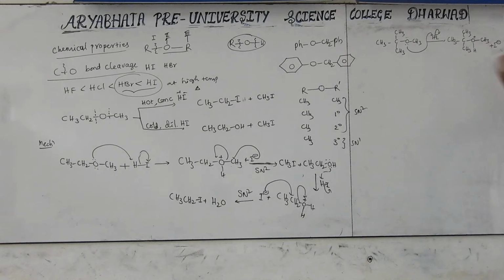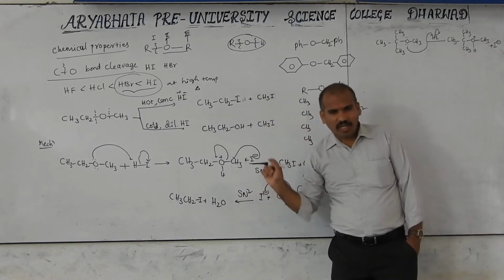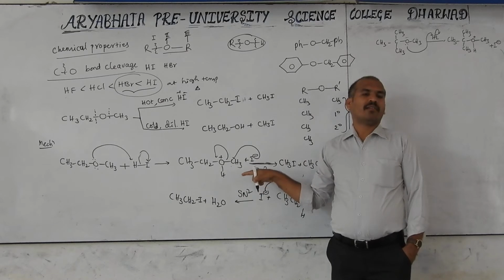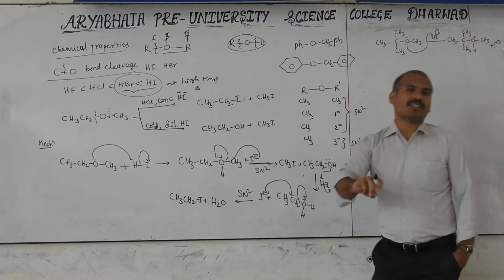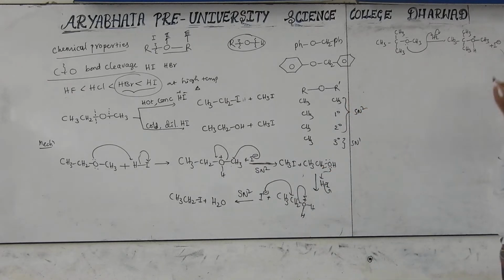Now, this I minus will attack which side? Already I told you that according to this mechanism, the smaller group will get the I, the larger group will get the H. But here it is reverse. Why is it reverse? Think. If it undergoes SN1 reaction, SN2 is not possible here because it forms a tertiary crowded diagram. When a bulky group is there, there is no SN2. Which type of reaction is possible? SN1. That's why in this reaction, this is the first step, this is the second step. The second step is the RDS, you know, the rate determining slow step, carbocation formation.